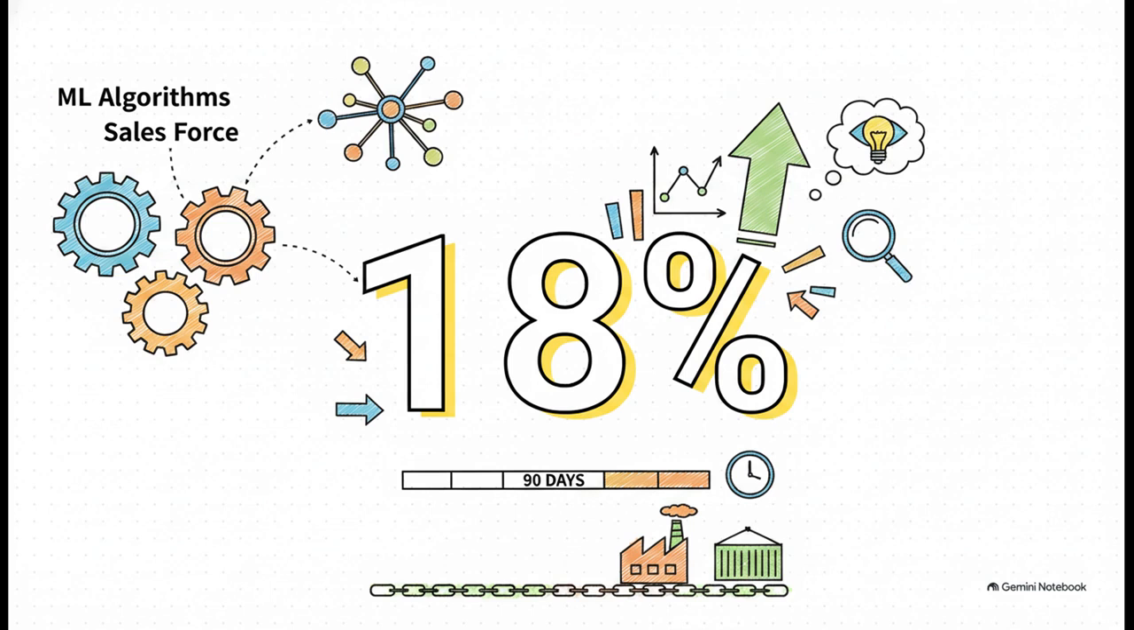And finally, 18%. This is the improvement in forecast accuracy, specifically measured in that MAPE metric we covered, achieved by a global electronics manufacturer. How did they do it? By perfectly marrying advanced machine learning algorithms with intelligence pulled directly from their Salesforce on the ground. They literally combined the cold data with human intuition to enhance their 90-day accuracy by nearly a fifth.